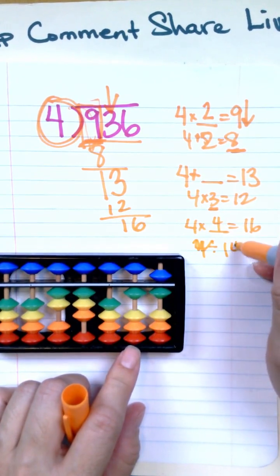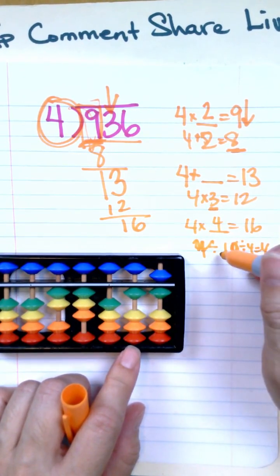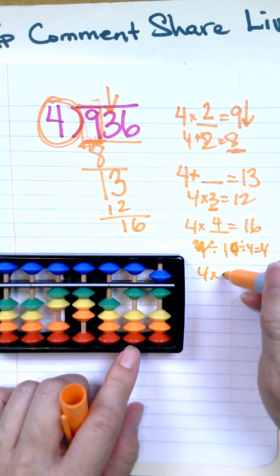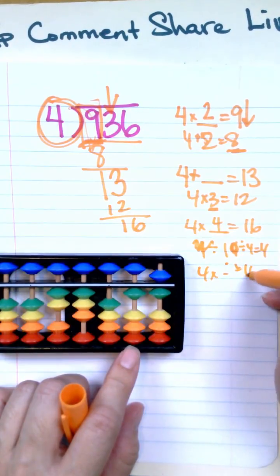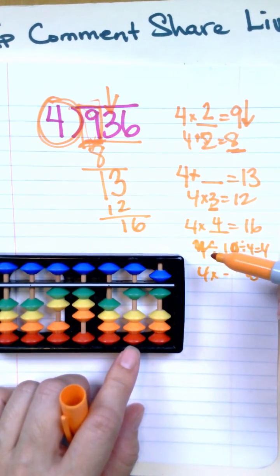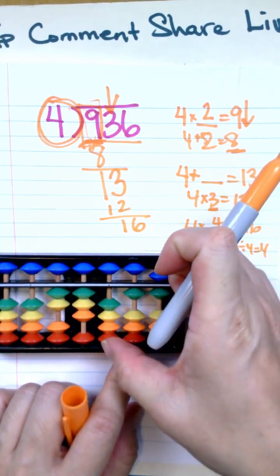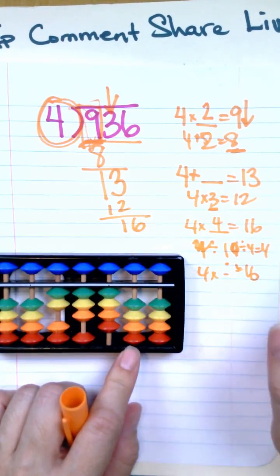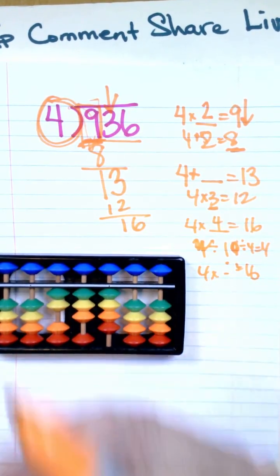16 divided by 4 is 4. We don't learn it this way. We don't memorize it this way. We learn it as what times 4 is equal to 16 or less. I mean, we don't have a dividing table. We have a multiplying table. Anyways, so we have 4. So the answer is 4 and I take away 16. Take away 1, take away 6. And that's how I do division on the abacus.